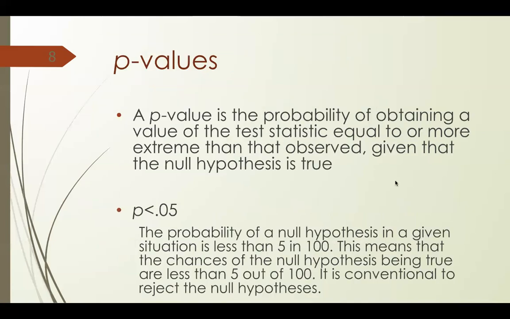So the probability concept, we often call it p-values. The p-value is the probability of obtaining a value of the test statistic equal to or more extreme than that observed, given that the null hypothesis is true. So what does this really mean? For educational purposes, we often say that as long as 95% of the time what I observed with my sample is going to be true for the population, we are okay with it and happy with the result, and we say we have a statistically significant finding.